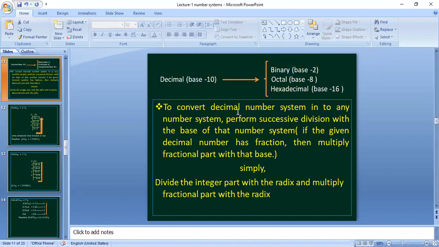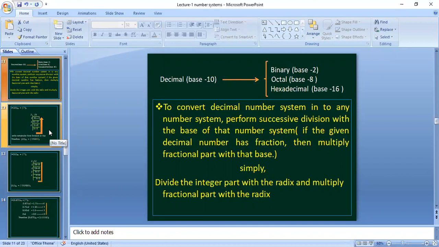Okay, so if you want to convert the given decimal number to other number systems, if it has an integer part, we need to do successive division by the destination radix. Or if it has a fractional part, we need to do successive multiplication with the destination radix.